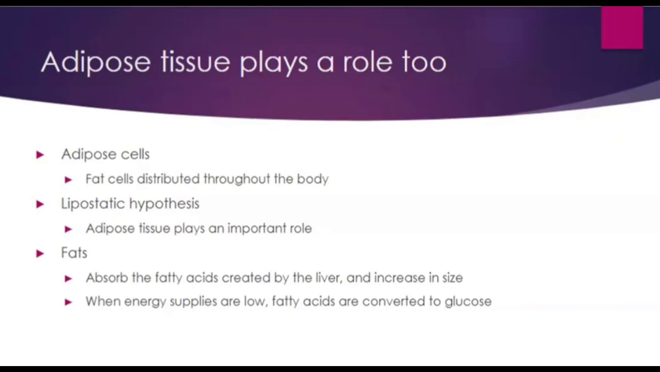And that signal is in the liver. And so these cells increase in size, and the fatty acids that are created by the liver cause that increase in cell size for the fat cells. And when energy levels are low, our bodies work to convert those fatty acids into glucose so we have energy available. So that's what fat is in the body. It's storing up energy for our body to use in a time when we don't have energy available to us.